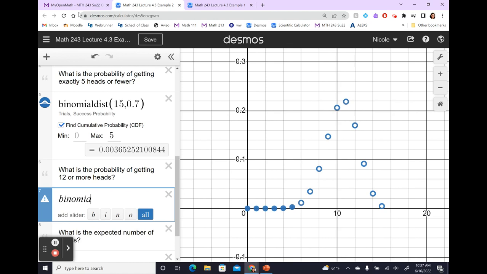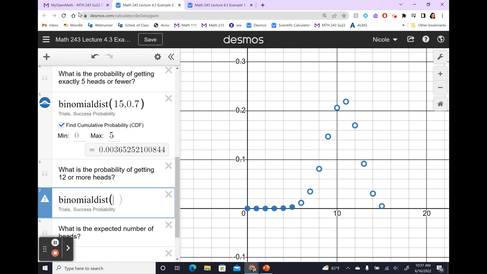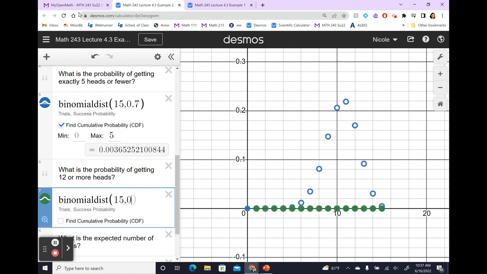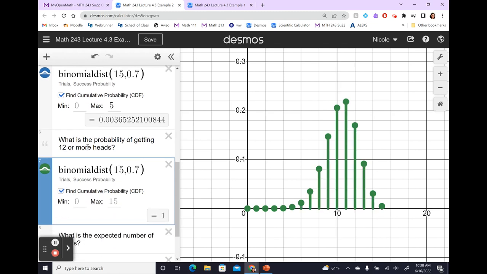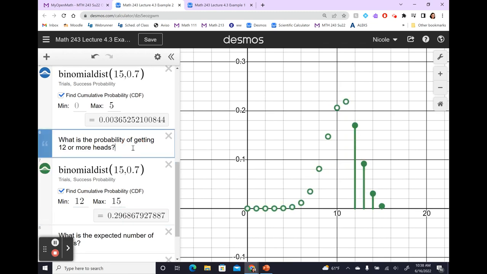We're going to go binomial dist. We're going to put in 15 trials, 0.7 probability of success. This has all been the same because it's been the same setup. We're going to go cumulative probability, and we want to know 12 or more, so anywhere from 12 up to and including 15. So the probability of getting 12 or more heads is equal to 0.2969, rounding to 4 decimal places.